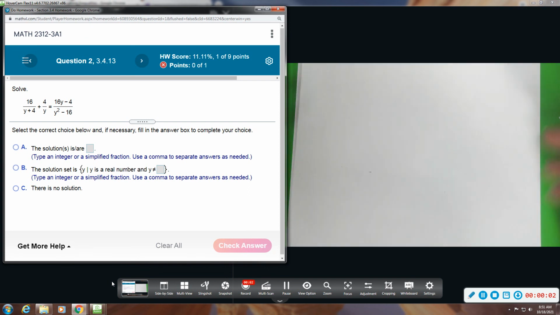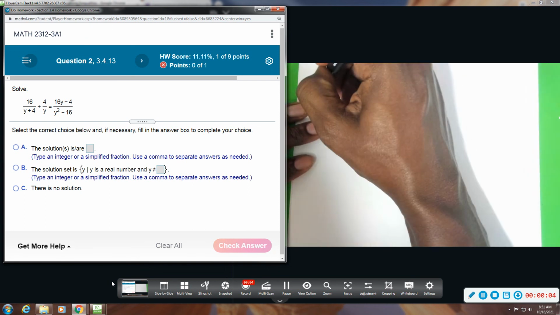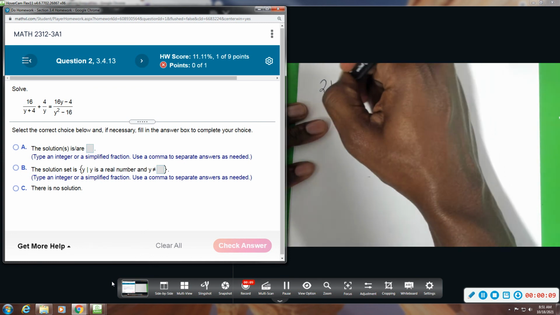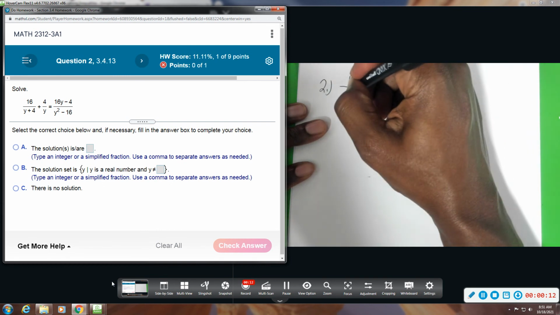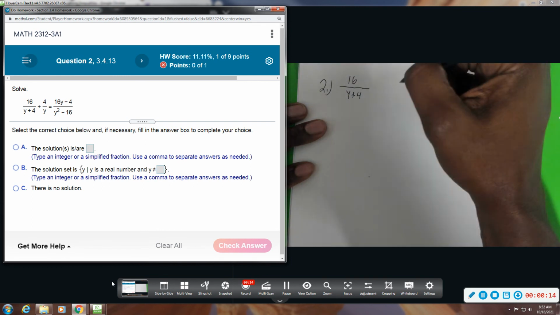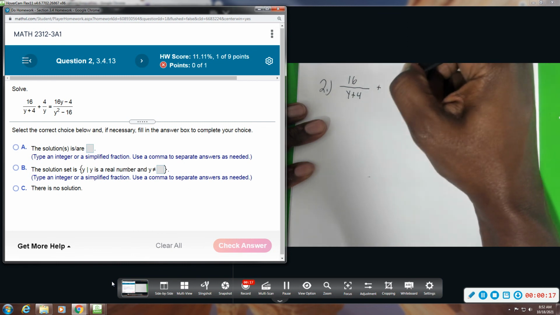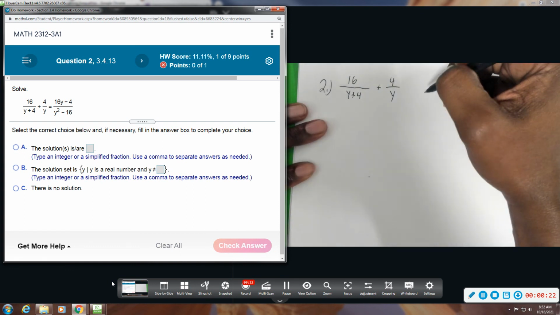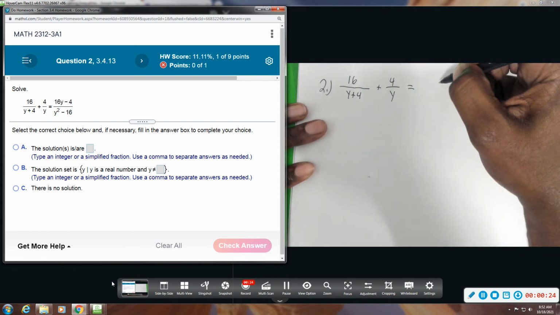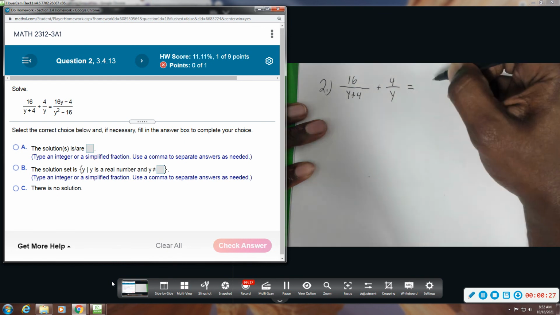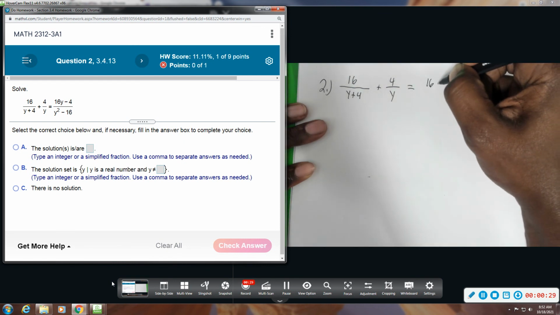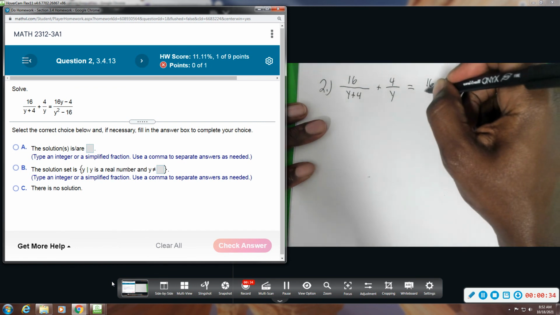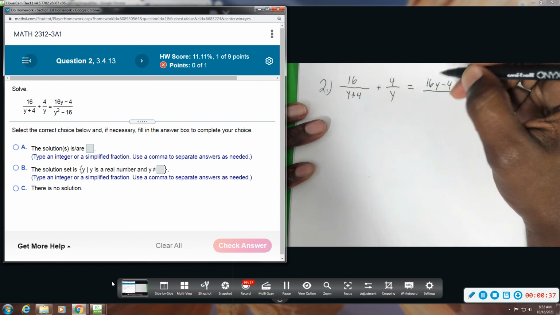All right, number 2, we have another rational expression. We have 16 over y plus 4 plus 4 divided by y equals 16 over y minus 4 over y squared minus 16.